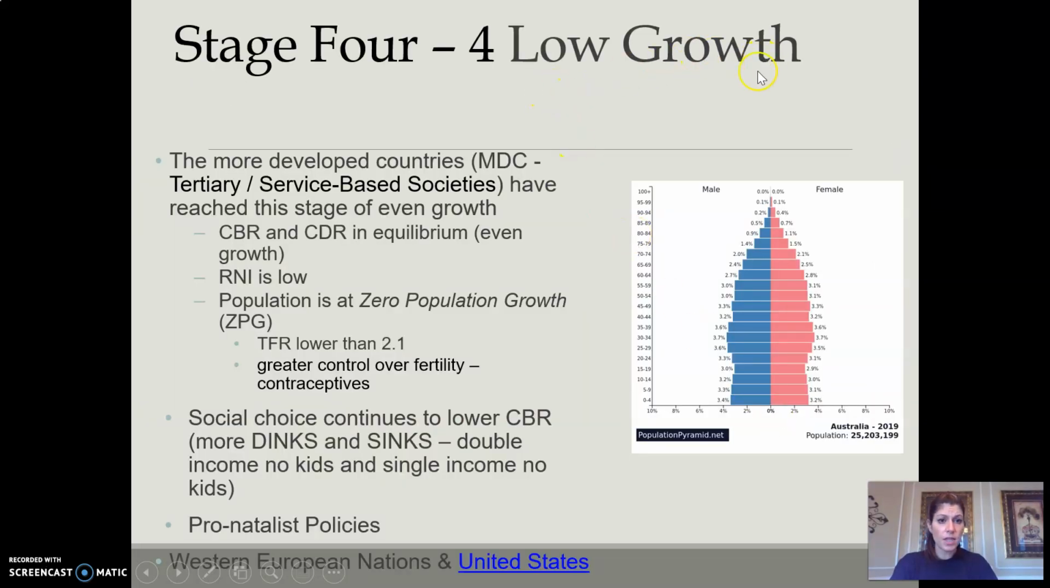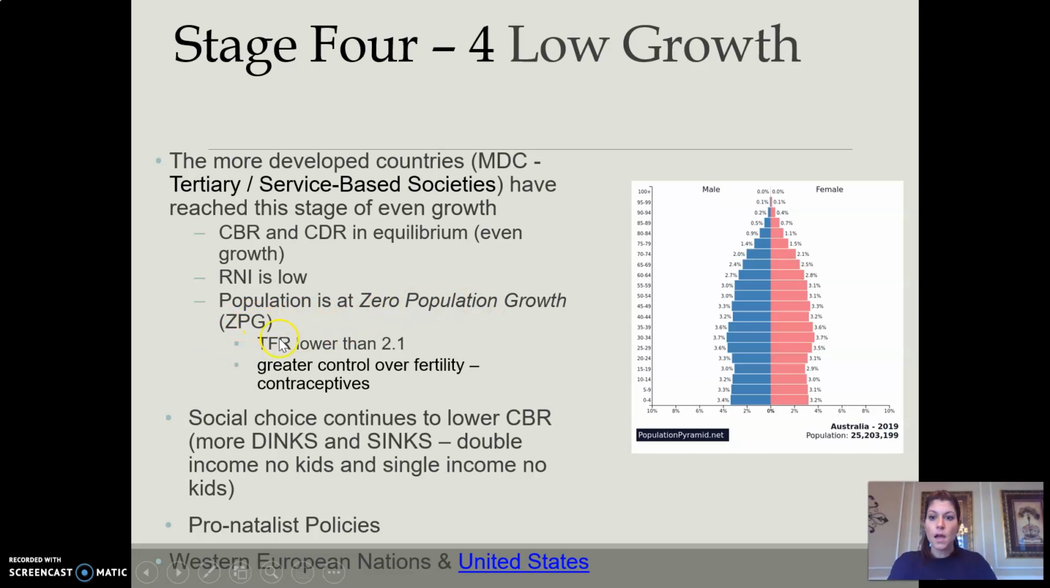Stage 4 is where we see low growth, all right? So this is where the country is fully developed. So these are our MDCs, or more developed countries. They have tertiary and service-based jobs. All right. At this point in time, we see our birth rates and our death rates kind of in an equilibrium, meaning that they are essentially at the same level. So even growth.